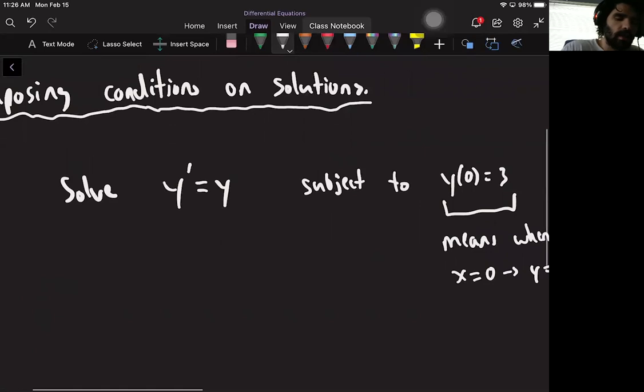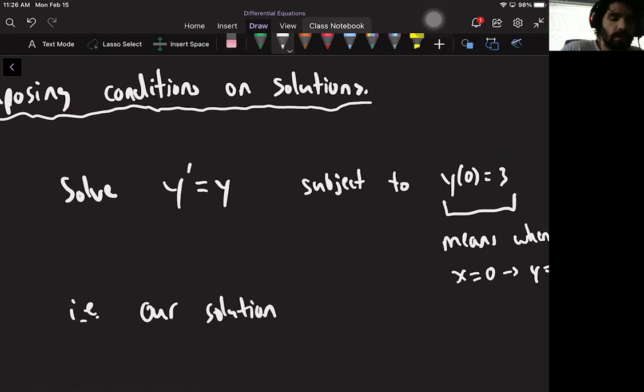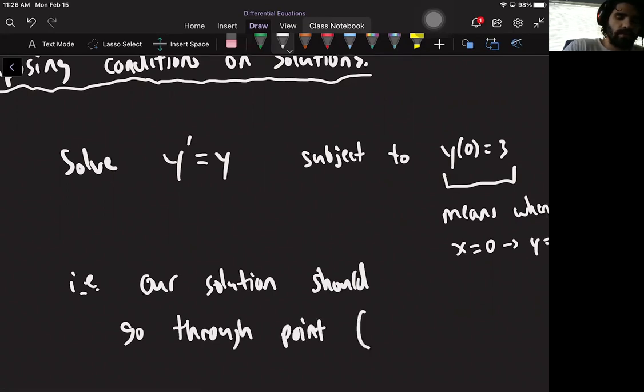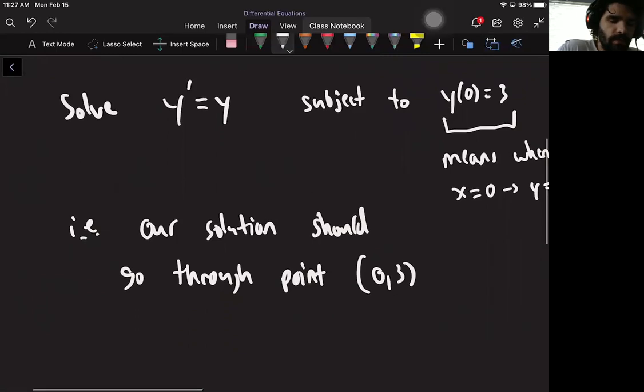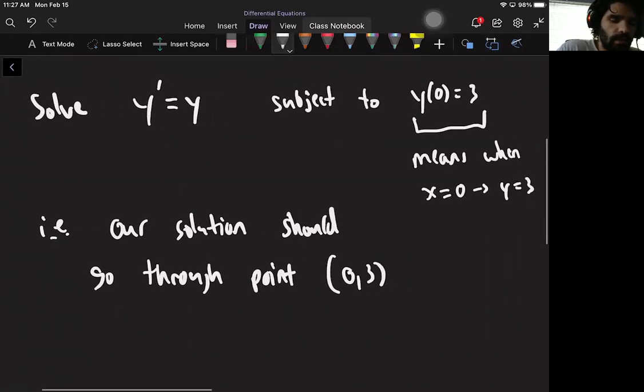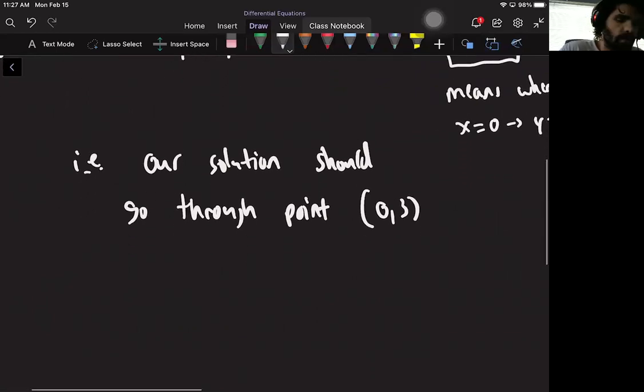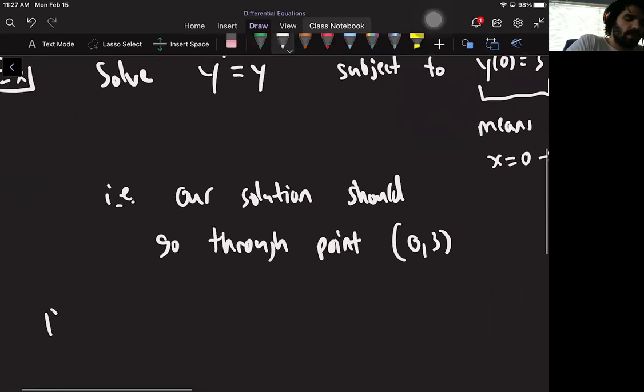And so what we're really saying, i.e., our solution, whatever solution we get, which is usually a one parameter family, should go through the point (0, 3). When you have a one parameter family of solutions, you have a whole bunch of solutions that range depending on your constant. But now we want a solution that also does something else, which is go through a point. Let's see how this works by just solving it.